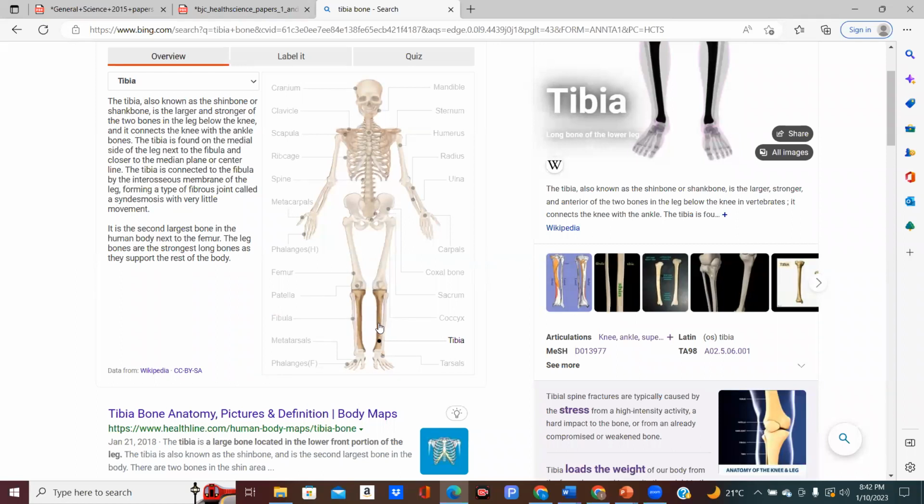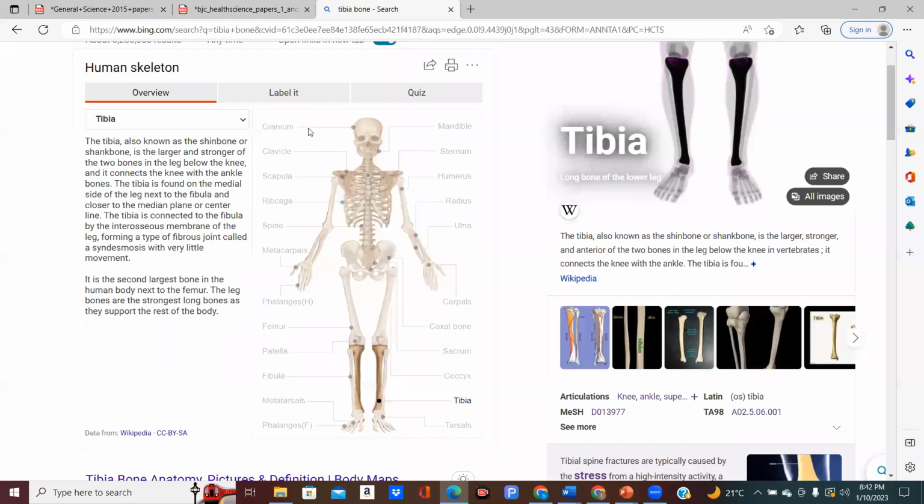Okay. And obviously we have the different ones. Cranium is another word for what? So what's the common name? Skull. Very good. Mandible. What's the common name for mandible? Jawbone. Very good. Clavicle. What's the common name for clavicle? The collarbone. Very good. Scapula. What's the common name for scapula? Shoulder blade. Very good. Humerus. What's the common name for humerus?